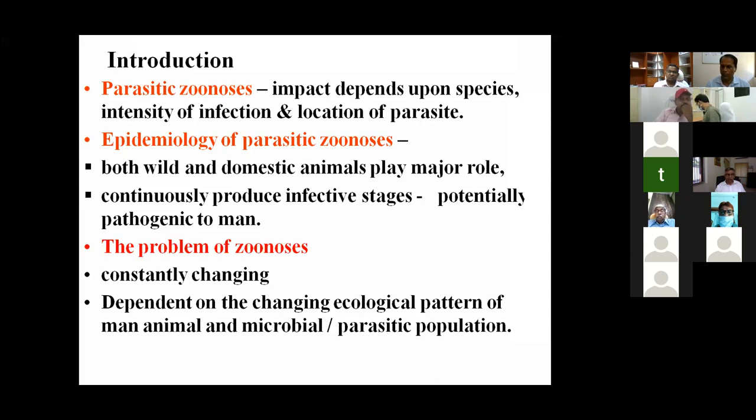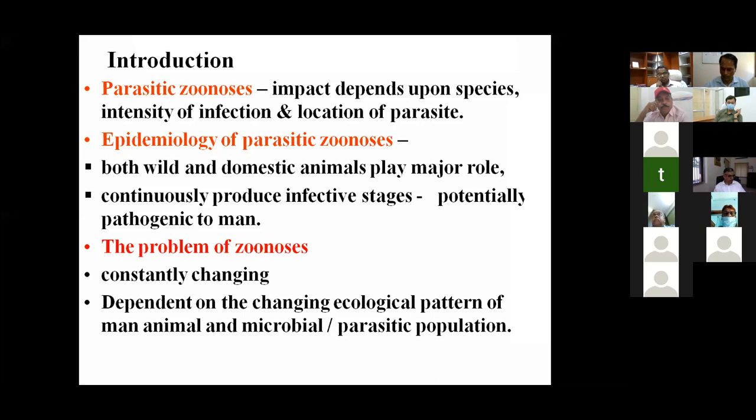Zoonotic diseases are increasingly linked to environmental change and human behavior. Disruption of forests, rapid urbanization and population growth are bringing people into closer contact with animal species they may never have been before. Pressure on ecosystems, climate change, and economic development are the key factors. And this economic development is leading to nuclear families and to the practice of keeping a pet. So that pet is bringing out certain infective stages which are of zoonotic potential.